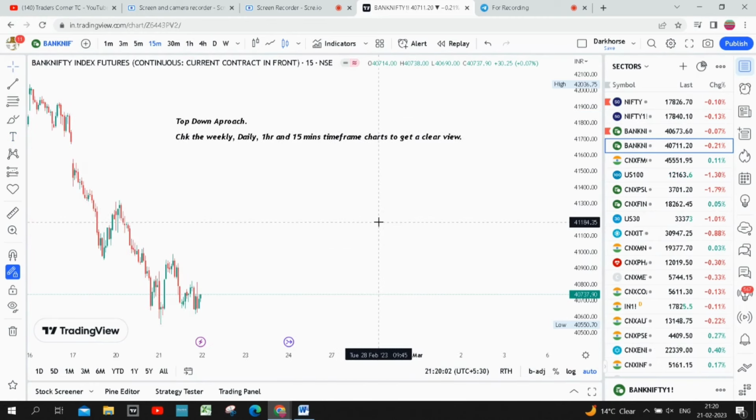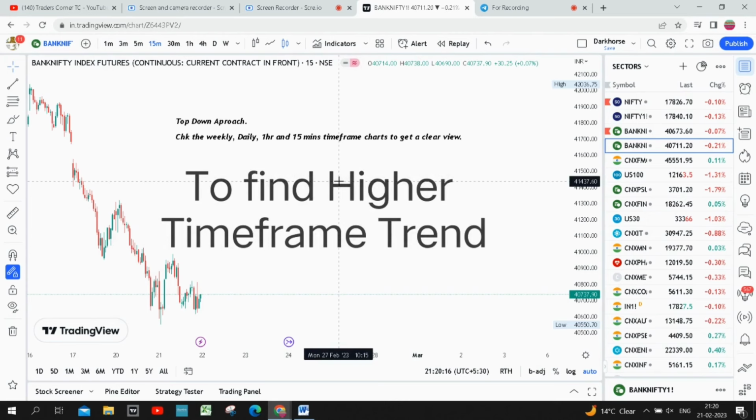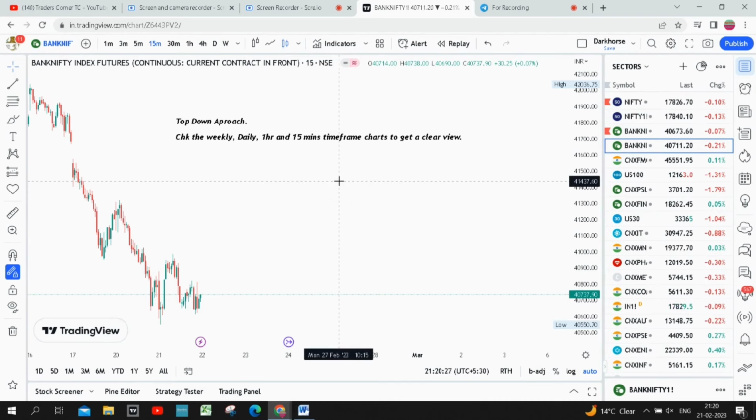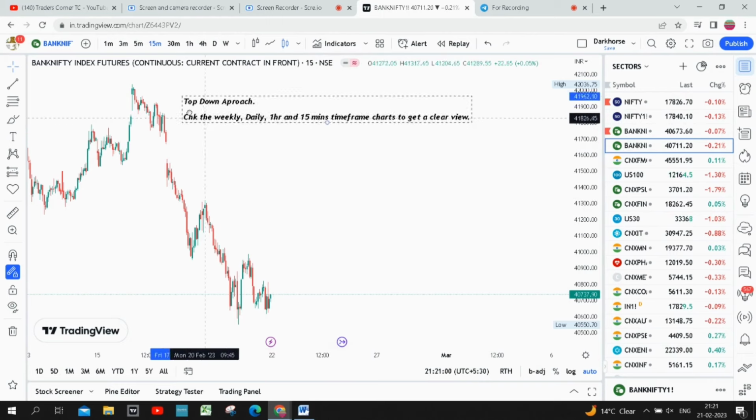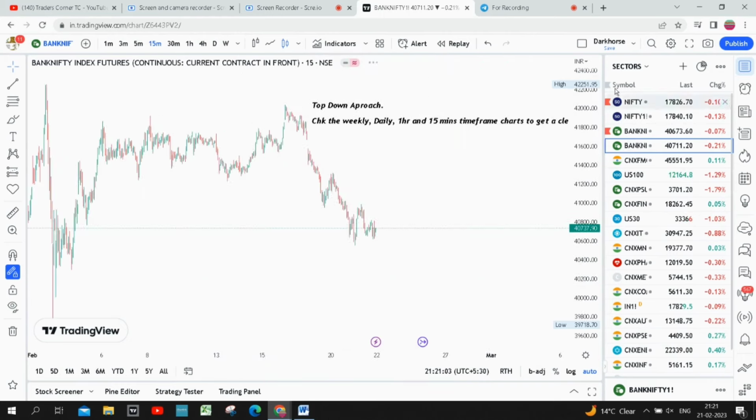My advice to all fellow traders is, whenever you come to trade in Nifty or Bank Nifty, kindly have a look at how the structure is in weekly, daily, 1 hour and 15 minutes, so that you will have an idea where the market is, whether it is at weekly high or daily high or monthly high or at all-time high. When you have a clear view of the weekly, daily or 1 hour support and resistance, you won't be initiating any wrong trade.